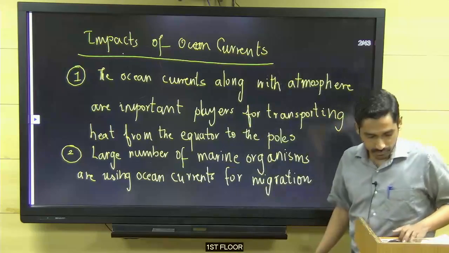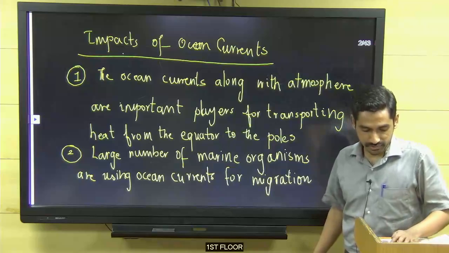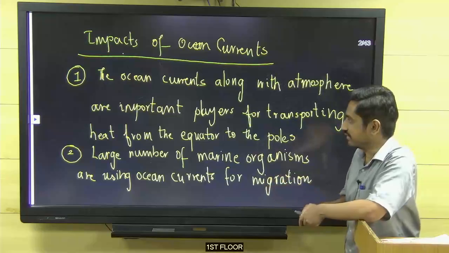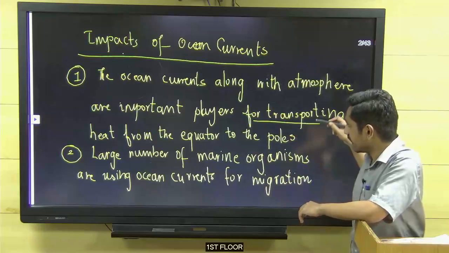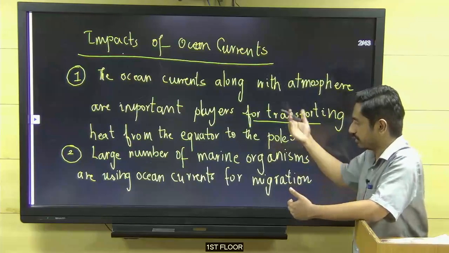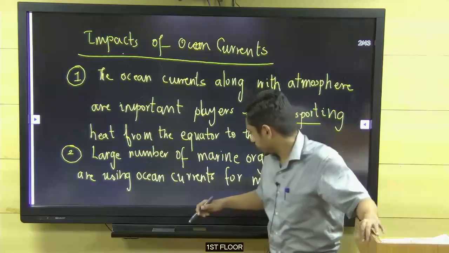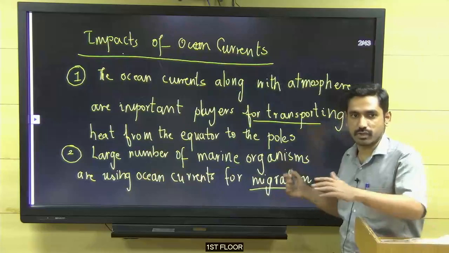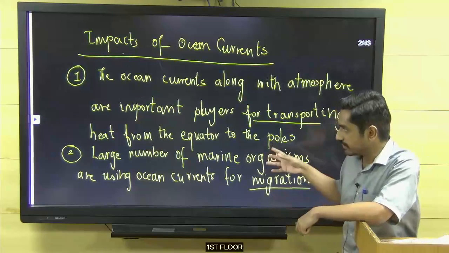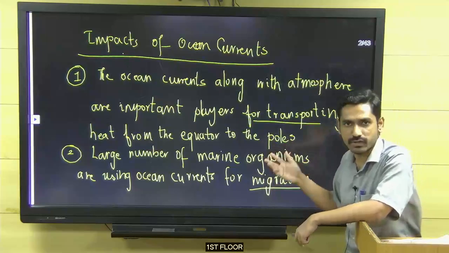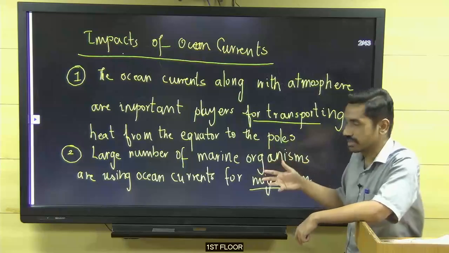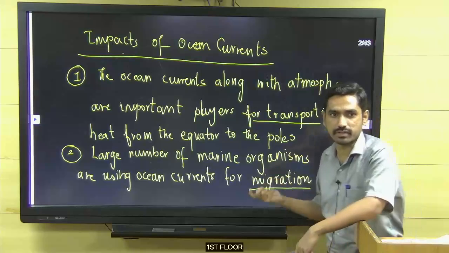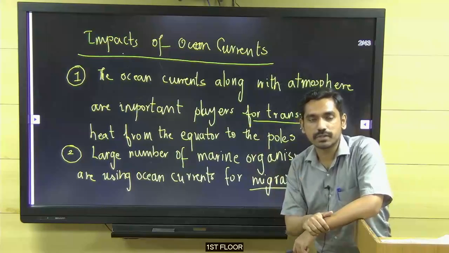Okay. So these are not really surprising points. It's something which is very acceptable. Like it doesn't require explanation too, because we have clearly understood the difference between equatorial and your warm currents and cold currents yesterday. And of course, migration factor is something which we did have a snapshot of the video yesterday. So these two are very easy. So I'll read the statements and then proceed further. The ocean currents along with atmosphere are important players for transport of heat from equator to the polar region. Number two, large number of marine organisms are using ocean currents for migration. Now, third and fourth, we look for specific points.